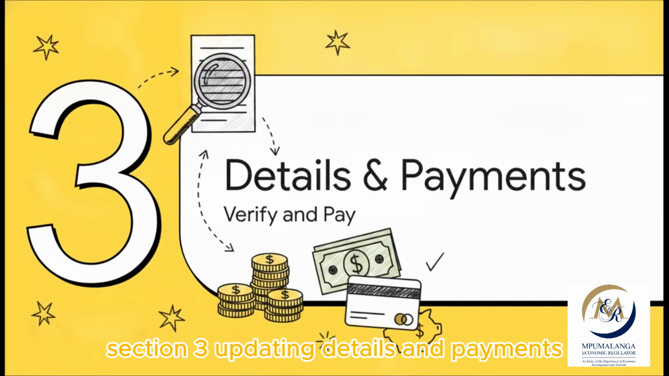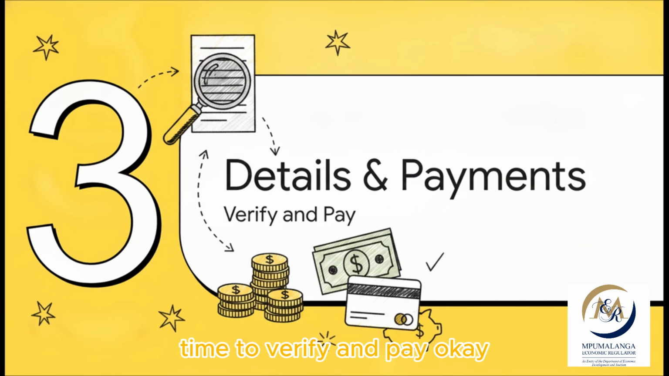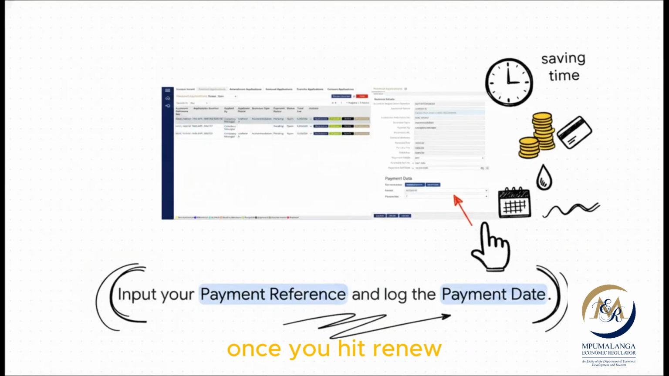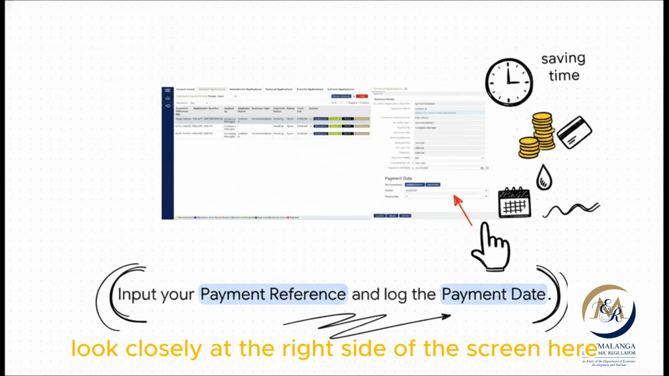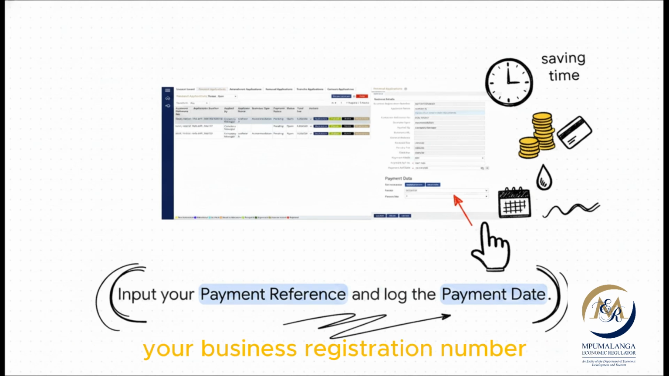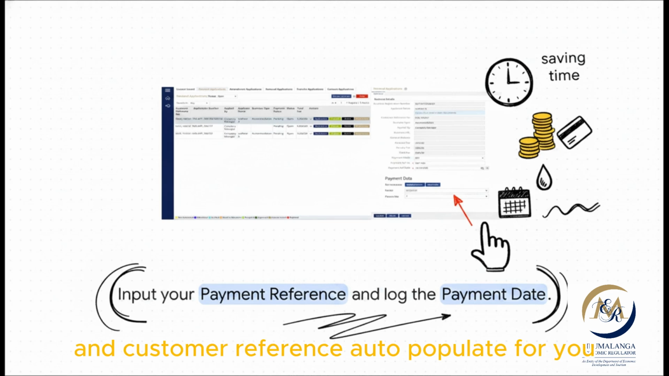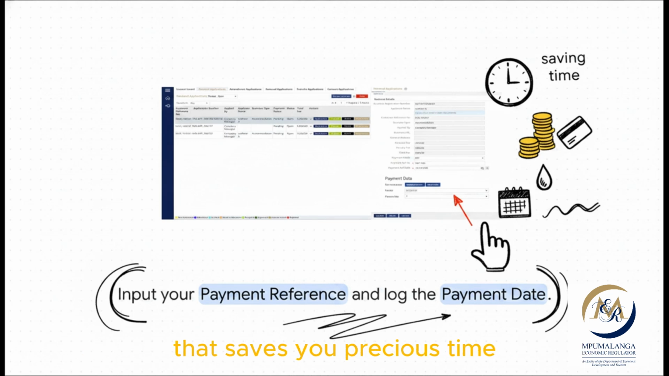Section 3, updating details and payments. Time to verify and pay. Okay, once you hit Renew, you are immediately taken to the General tab. Look closely at the right side of the screen here. Your business registration number, applicant name, and customer reference auto-populate for you. That saves you precious time.